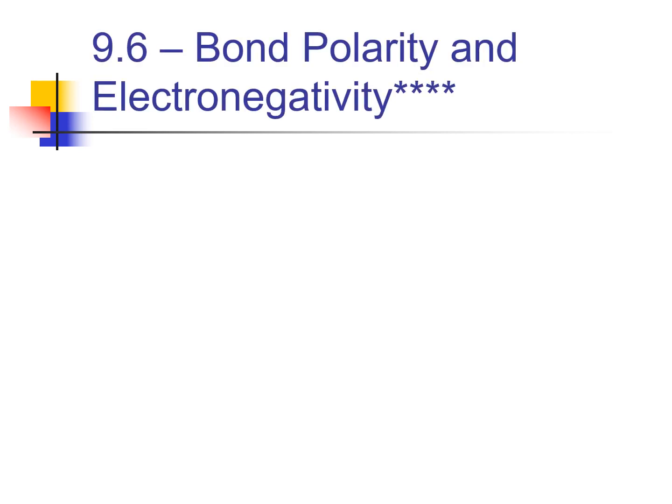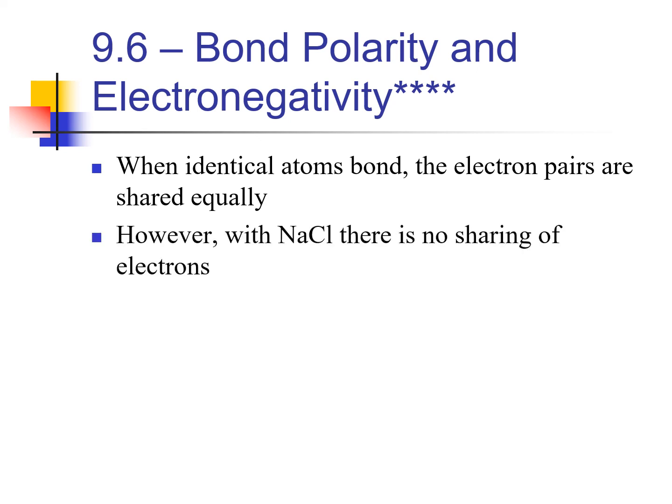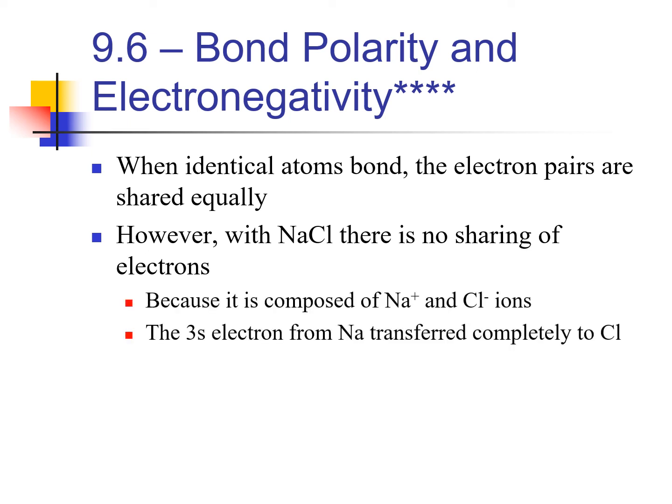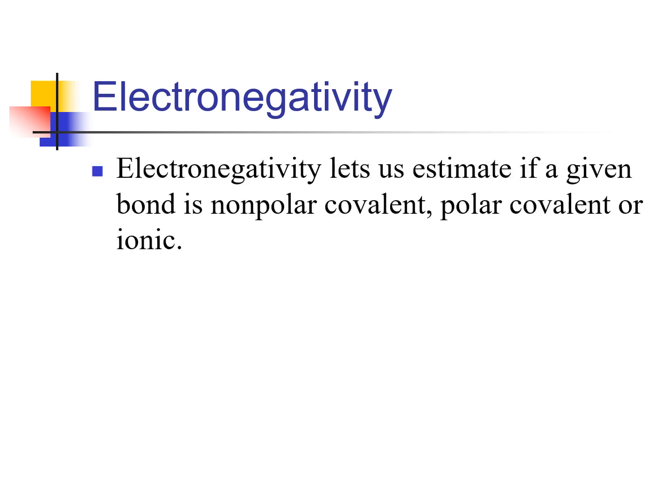So let's talk bond polarity, section 9.6. Now when 2 identical atoms bond, the electron pairs are shared equally. But if I contrast this with an ionic compound like sodium chloride, there is no sharing of electrons. Again, that's a transfer of electrons. For most covalent substances, these bonds occur somewhere between these 2 extremes of complete transfer or equal sharing, meaning there's unequal sharing.